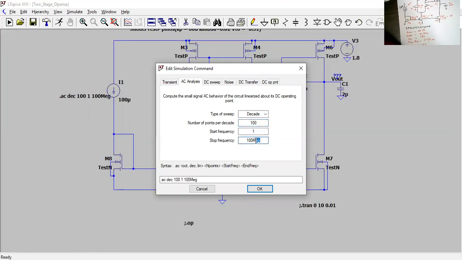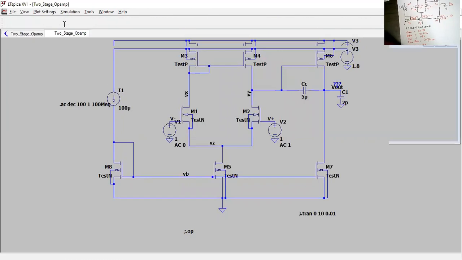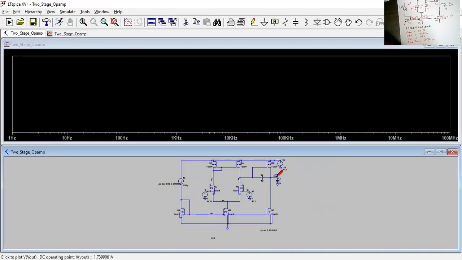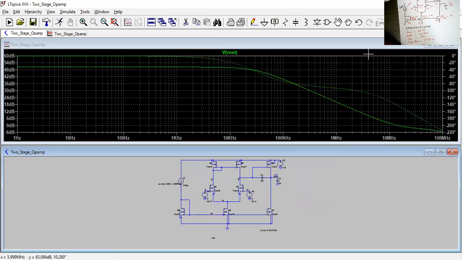Make sure you write mega as MEG and not just an M. It's not going to work. Okay, so now we hit the run button again, and now we select that we want to see the Vout, and let's make this one bigger.